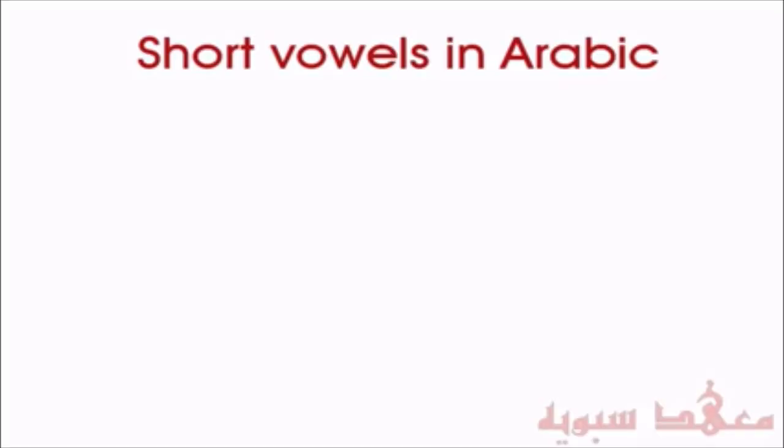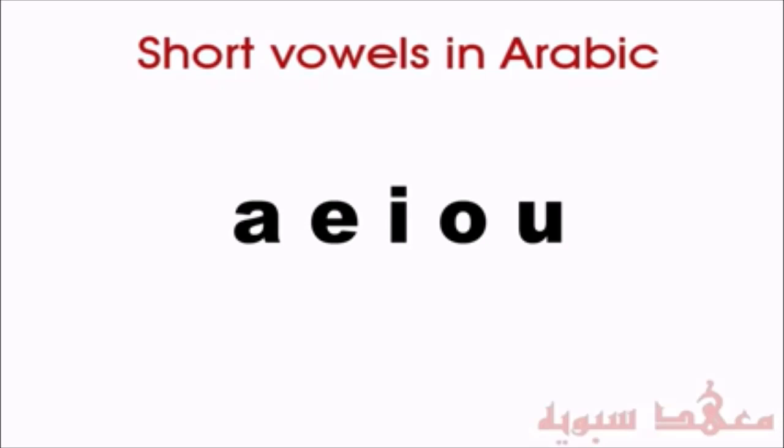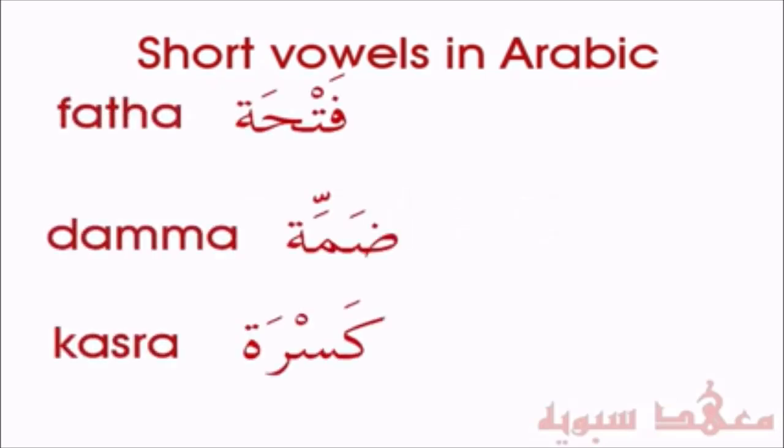I'm going to be explaining short vowels in the Arabic language. Unlike English, in English we have 5 vowels: A, E, I, O, U. In Arabic we only have 3, and they are what is known as fatha, damma, and kasra. So let's first of all just understand how they're written.